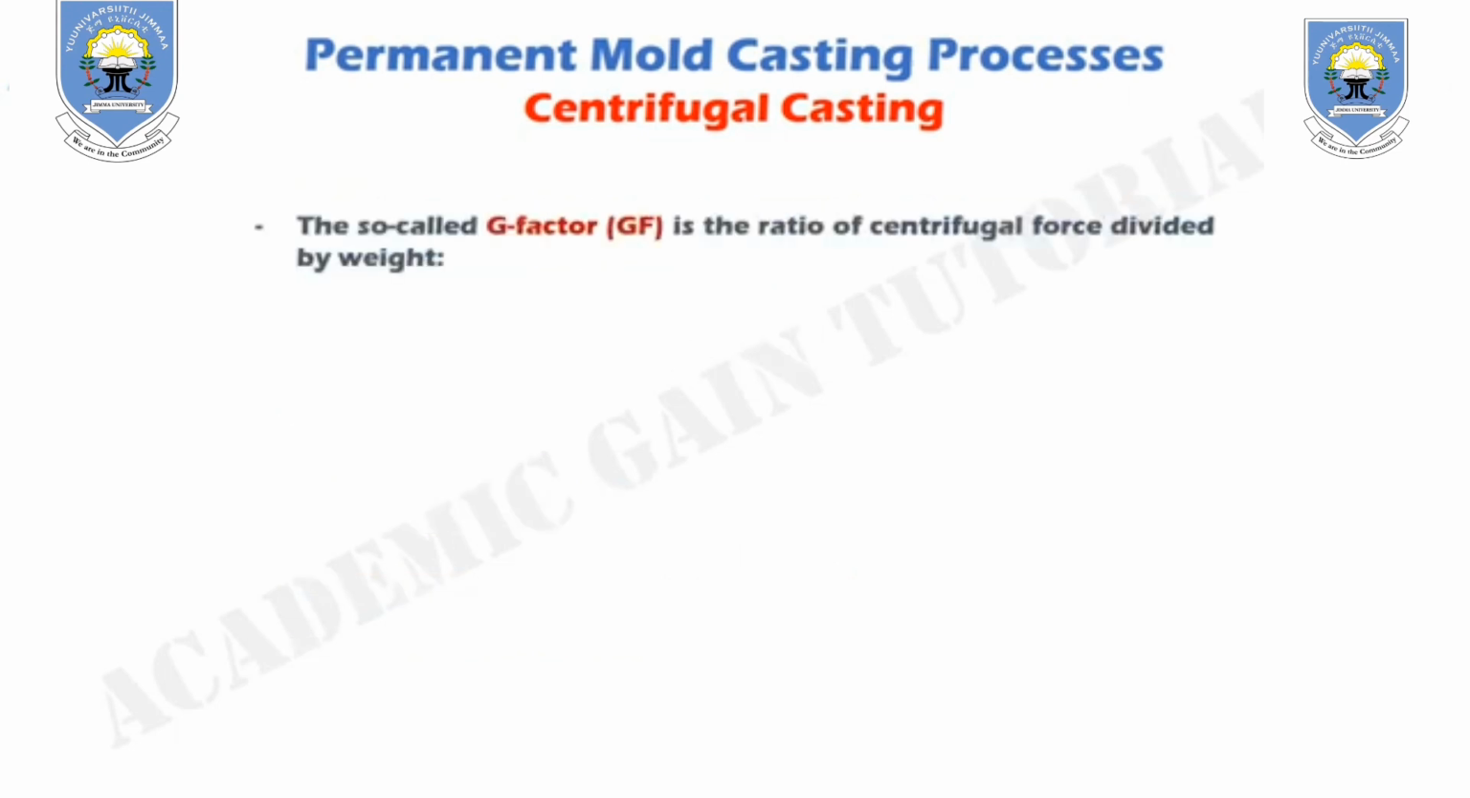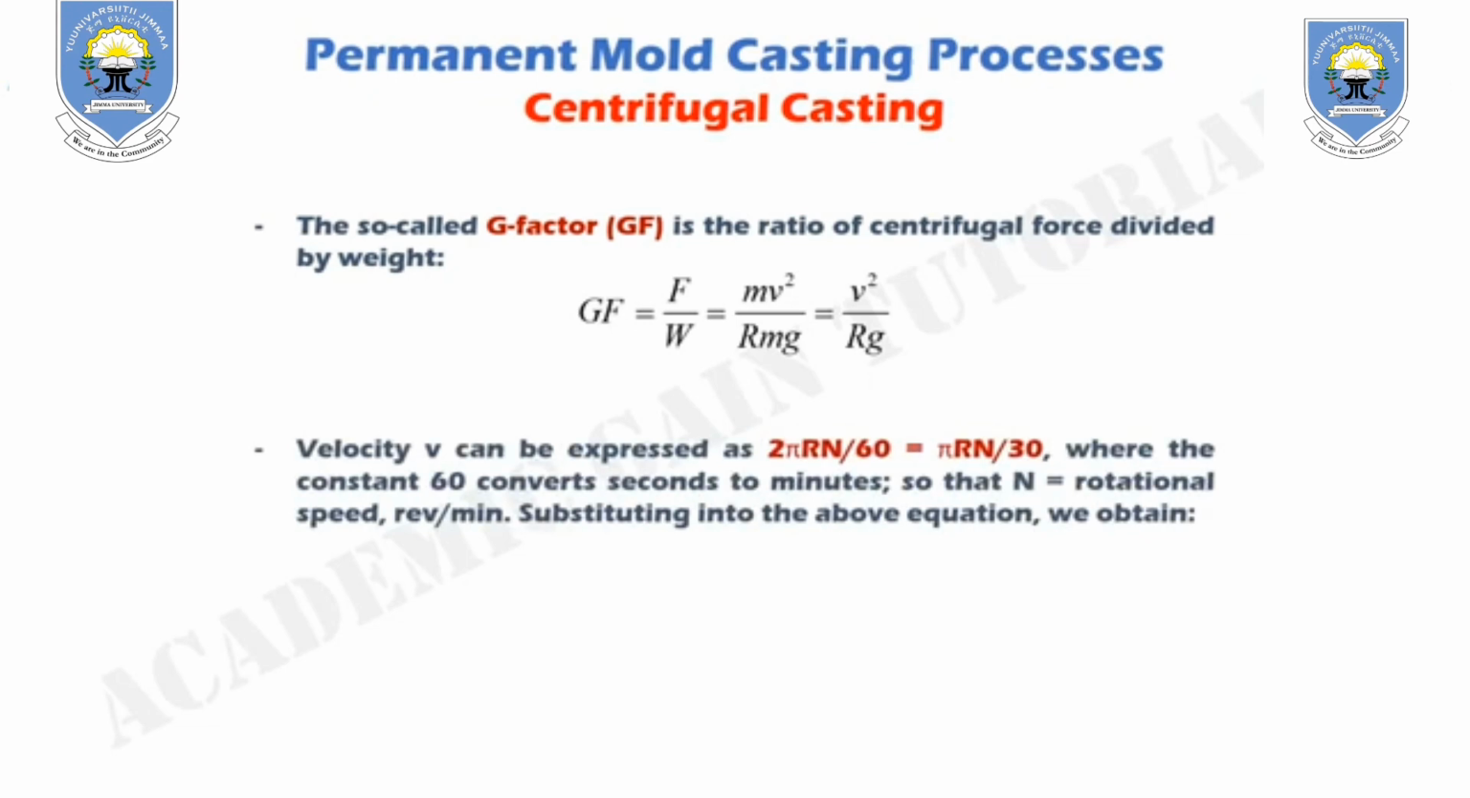The so-called g factor is the ratio of centrifugal force divided by weight. That is, Gf equals F divided by W equals mv squared divided by r m g equals v squared divided by r g. Velocity v can be expressed as 2 pi r n divided by 60 equals pi r n divided by 30, where the constant 60 converts seconds to minutes, so that n represents rotational speed in revolutions per minute.